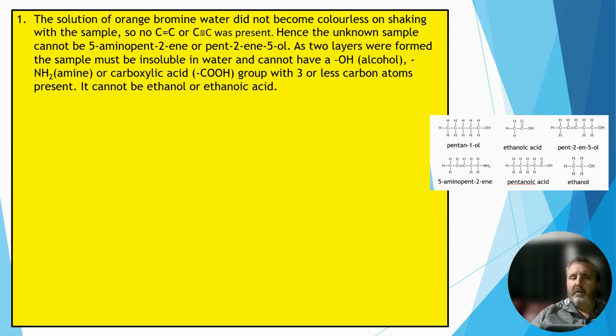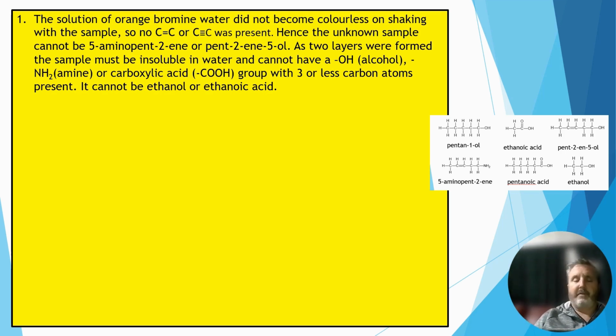So this formed 2 layers. Now what that means is that it's not going to be a small molecule with an alcohol, an amine, or a carboxylic acid group attached. So it can't be a molecule of 3 or less carbons with an OH, an NH2, or a COOH functional group. What that means, from the 6 samples we had earlier, it can't be ethanol, it can't be ethanoic acid either, because both of those molecules have only 2 carbons. Ethanol: 2 carbons with an OH attached, and ethanoic acid: 2 carbons with a carboxylic acid group attached, the C double bond OH. So we've actually eliminated 4 of the 6 things. So we've only got 2 left.